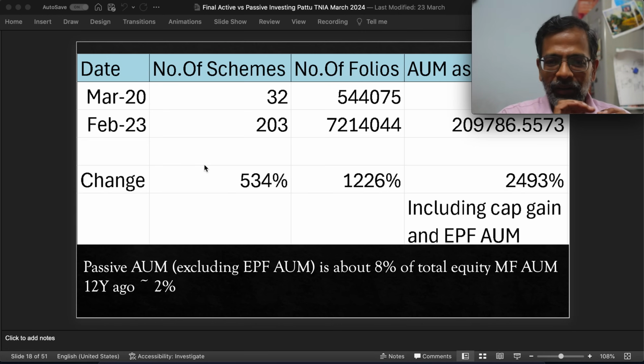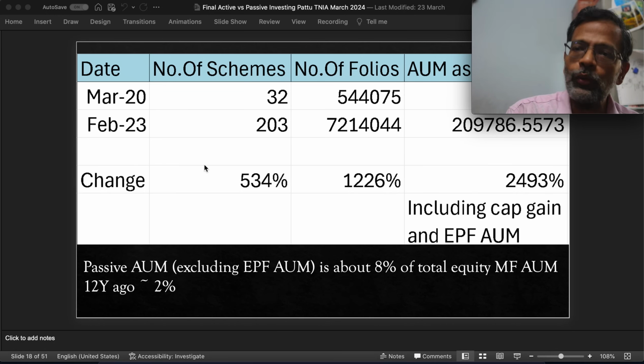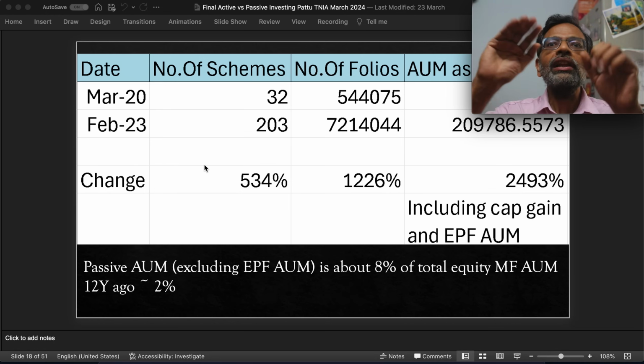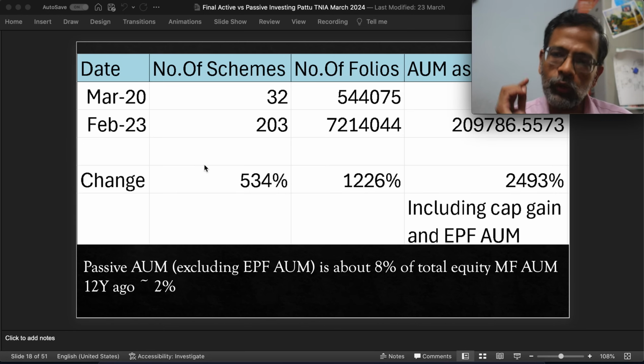So what I should say is, although there has been a growth, even if you include the EPF AUM, in the number of funds and the folio growth, you can say that the interest in passive funds has increased. And the other point is, although there is an increase, if you exclude the EPF AUM, the passive AUM is about 8% of the total equity mutual fund AUM. 12 years ago, it was 2%. Today, it has grown from 2% to 8%. That is a big chunk, but it is still only 8%. The total equity mutual fund AUM is mostly active mutual funds, and only 8% is passive. So you must understand that most investors still choose actively managed mutual funds.